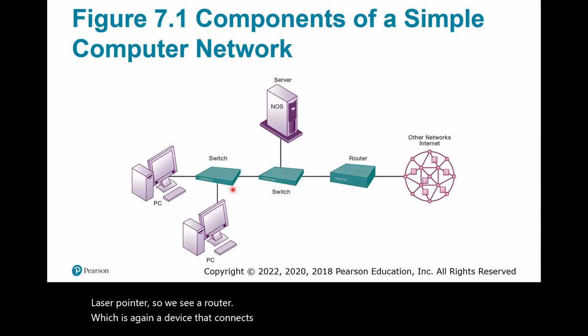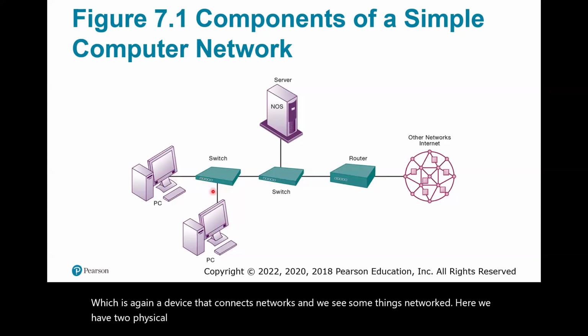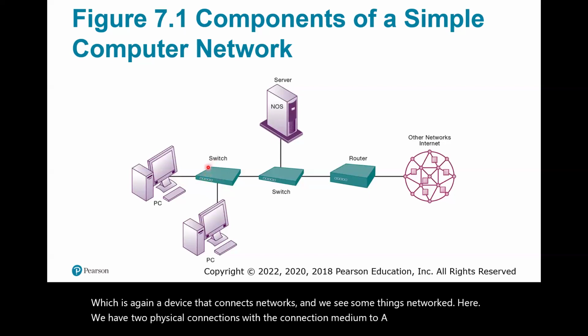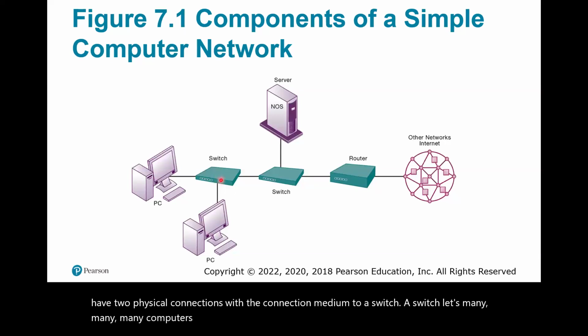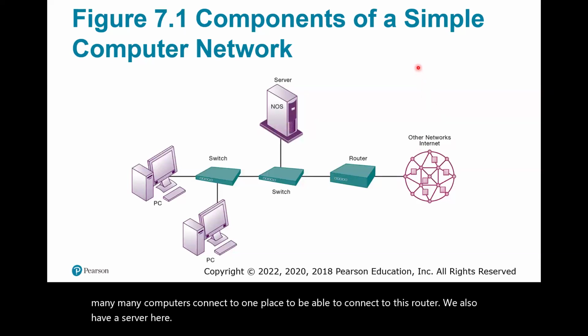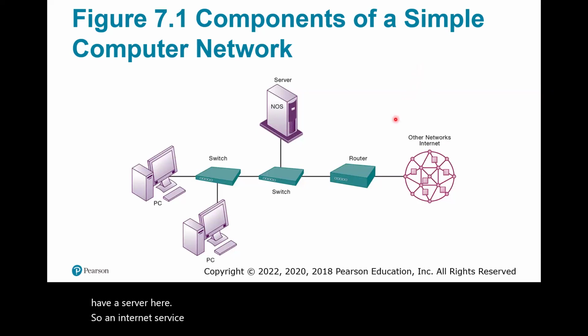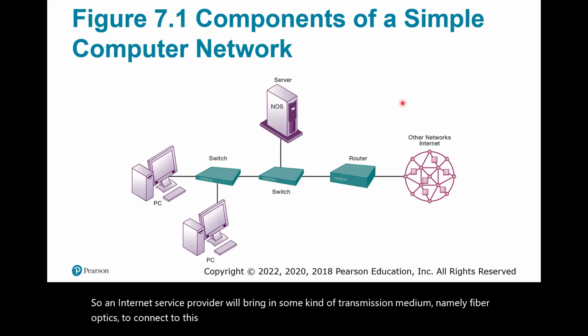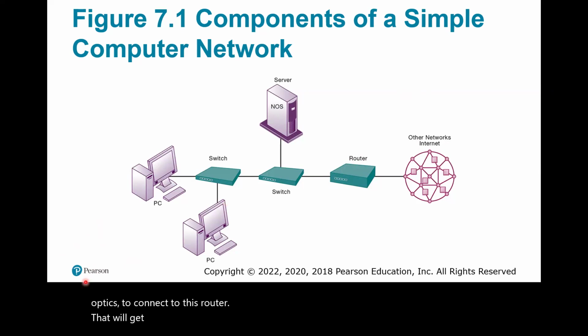And we see some things networked here. We have two physical connections with a connection medium to a switch. A switch lets many computers connect to one place to be able to connect to this router. We also have a server here. So an internet service provider will bring in some kind of transmission medium, namely fiber optics, to connect to this router. That will get us on the internet. And let me get my pen back.